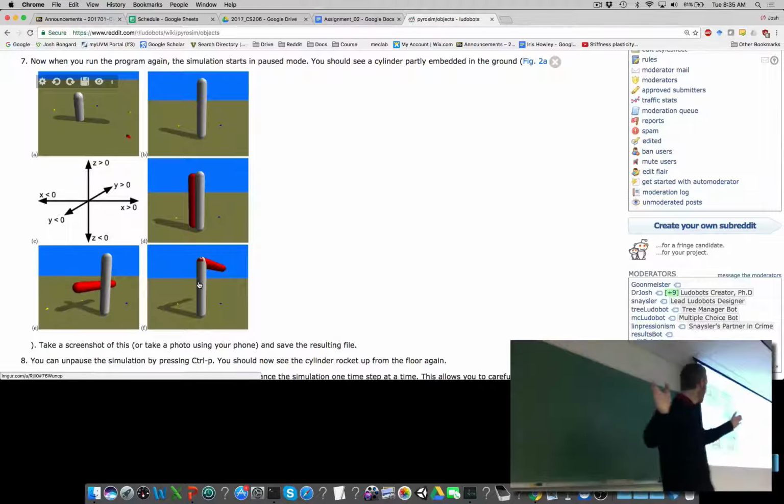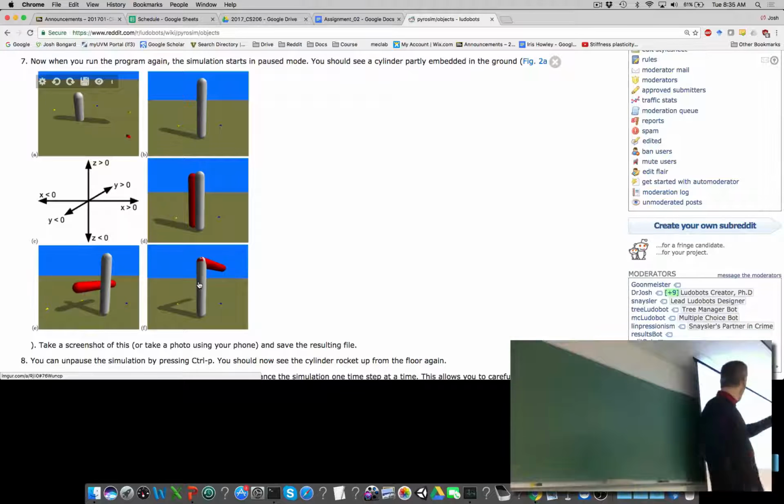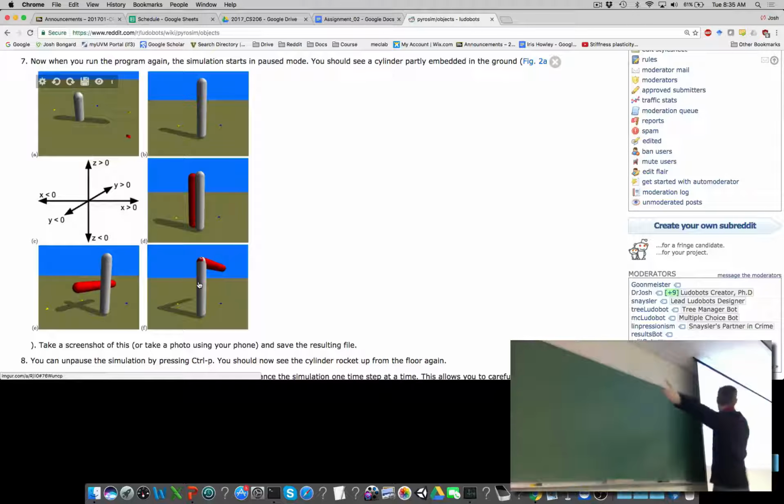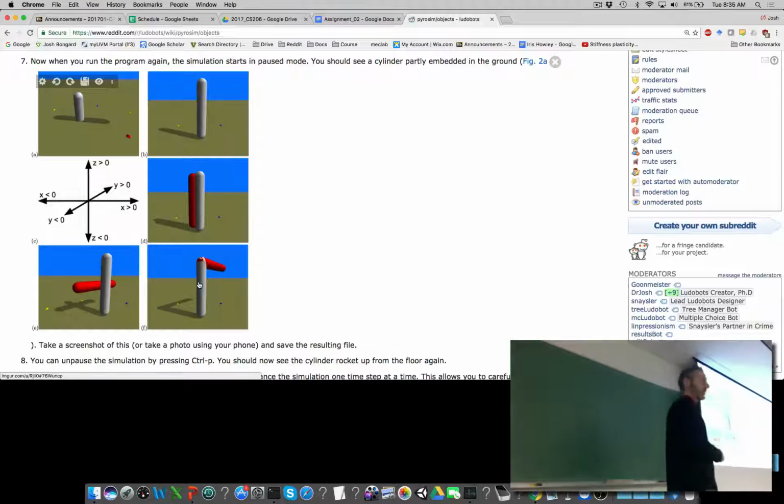So let's see if I can do this with my back to the board. Let's do it this way. This will make it easier. So negative x is to the left. Positive x is to the right. Negative z is below the ground. Positive z is up into the air. Negative y is outwards towards the viewer. And positive y values are into the screen.